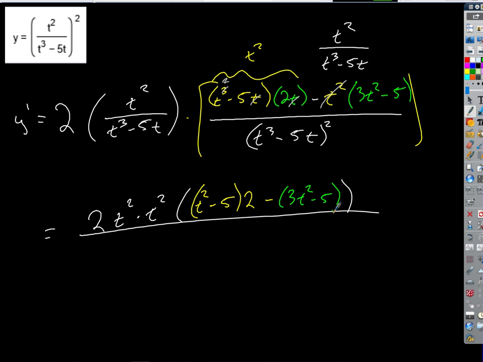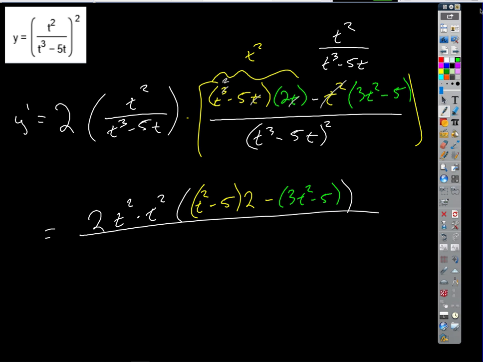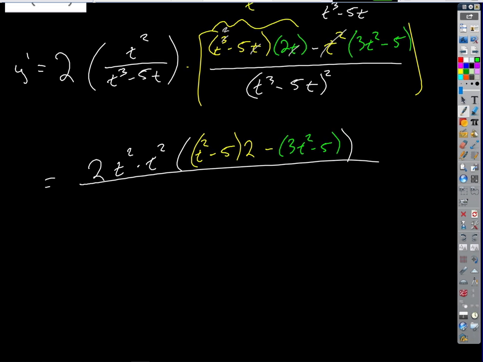Right? What about the bottom? We'll come back to the top. But while we're at it, on the bottom, I've got a t cubed minus 5t times a t cubed minus 5t squared. So what's on the bottom? Yeah, t cubed minus 5t cubed. Okay. And then now all I have to do is just combine those into a t to the fourth and just distribute and add like terms there, right?